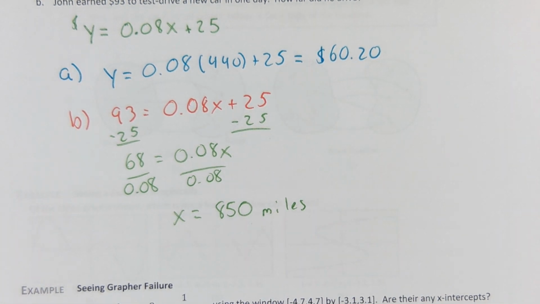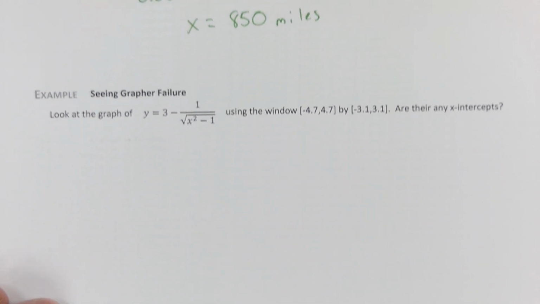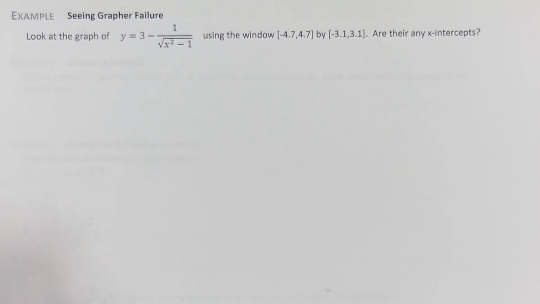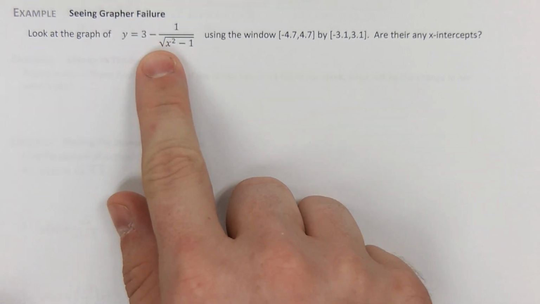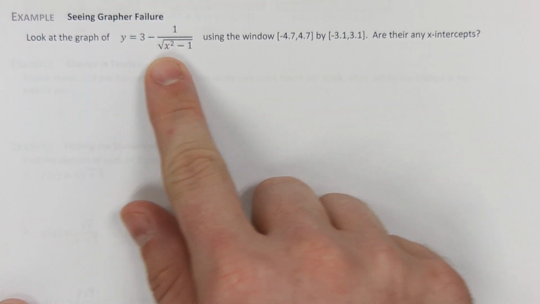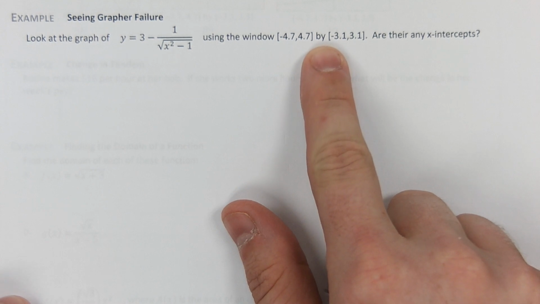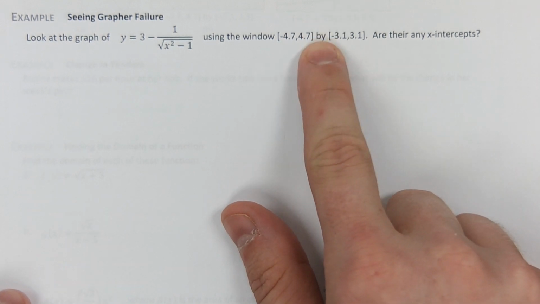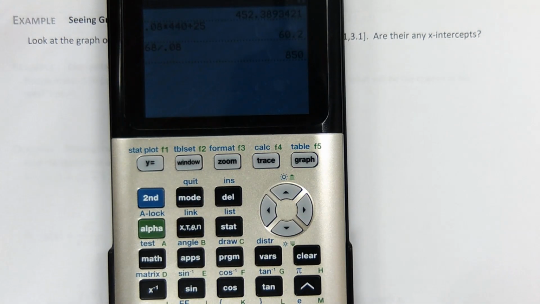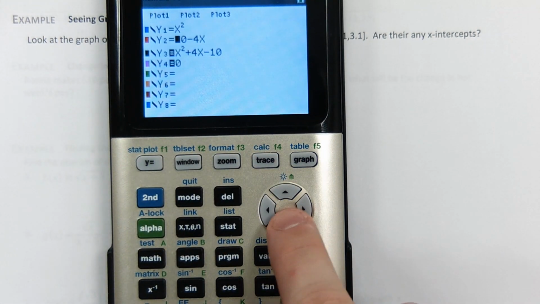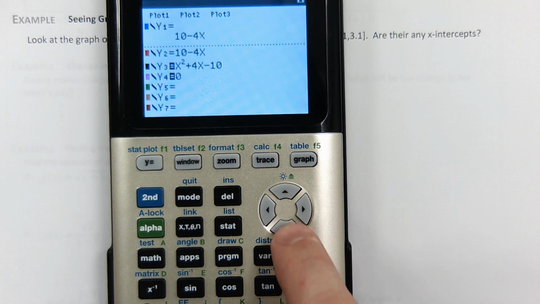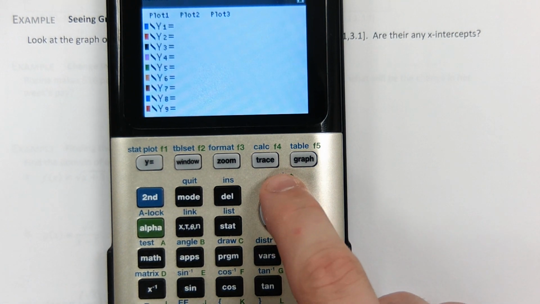Alrighty, so these calculators are powerful things, but they are not perfect things. I'd like you to look at the title of this example. Seeing graph for failure. All right. We're going to graph this. It's telling me to use this window. So we might as well get practice adjusting the window. So y equals, let me clear out everything I have. Clear, clear, clear, clear.